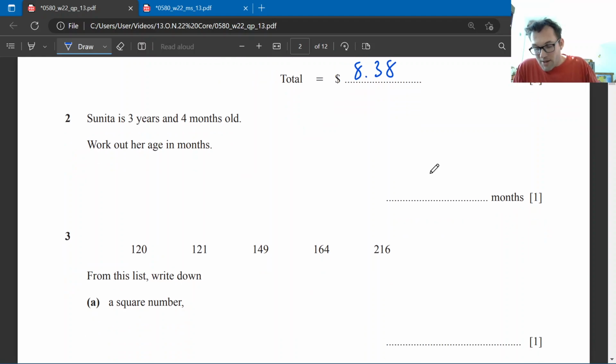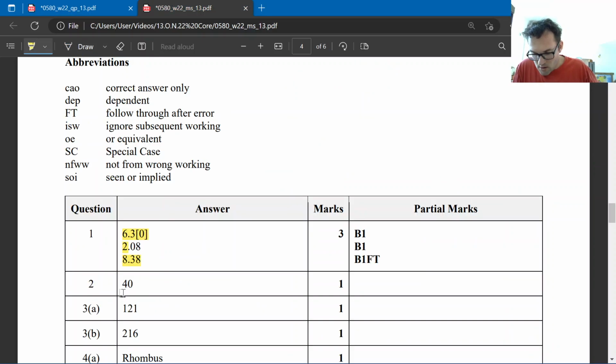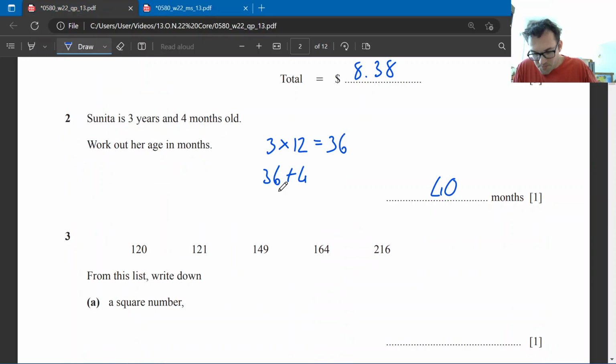Right, so Rita is 3 years and 4 months old. Work out her age in months. So, of course, 3 years. Each year has 12 months. That will be 36 months. Then we just need to add the 4 months extra, and that gives us 40 months. And we got that one right.